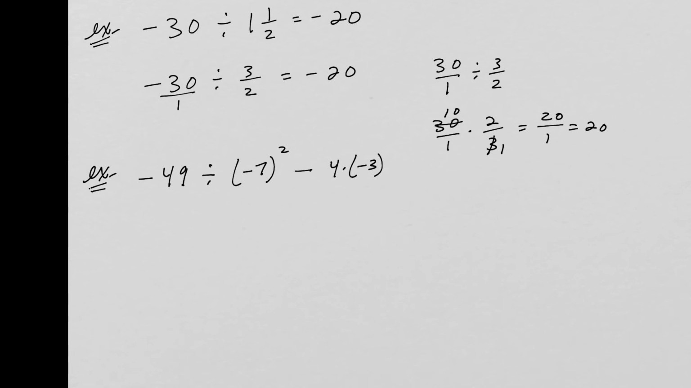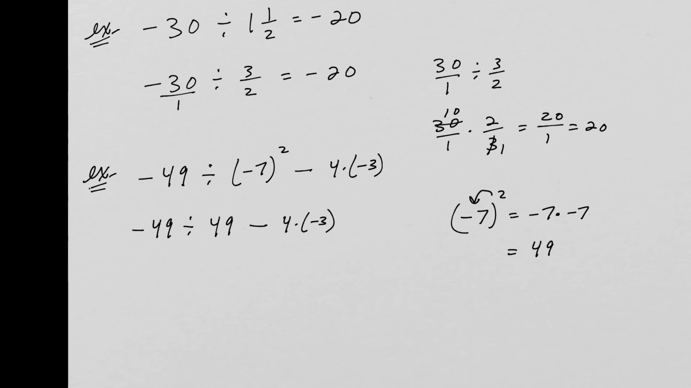So I need to do negative 7 squared, and you have to be careful here. The square, right, the exponent, is acting on the entire negative 7. This means negative 7 times negative 7. So that's going to be positive 49, right? 7 times 7 is 49, but negative times negative is positive. So it's positive 49. So I'm going to rewrite this again. So I have negative 49 divided by positive 49 minus 4 times negative 3.